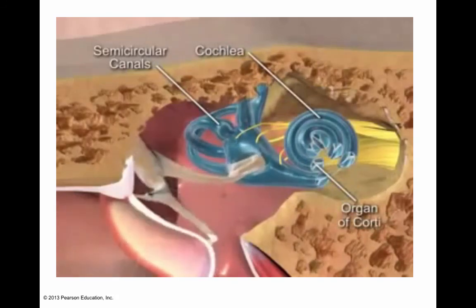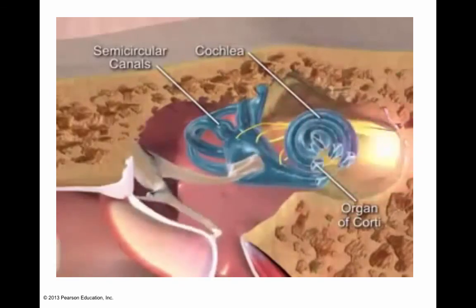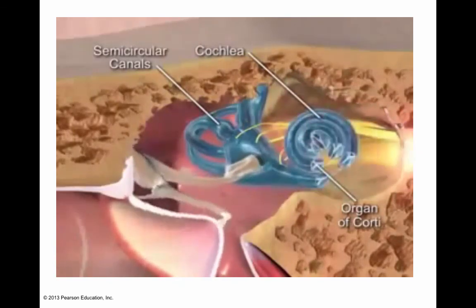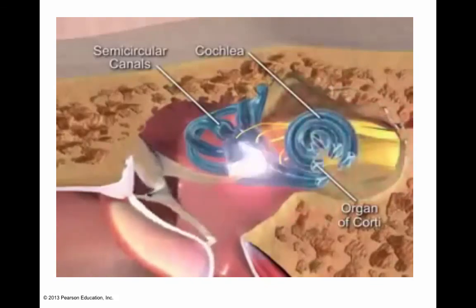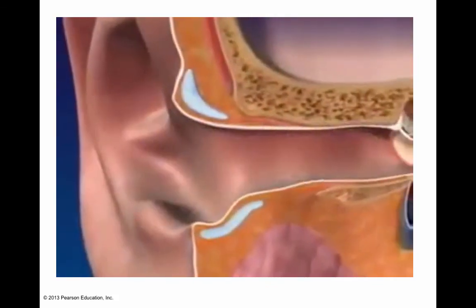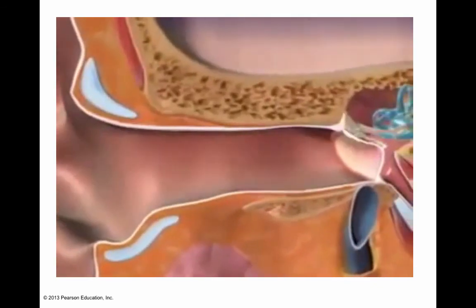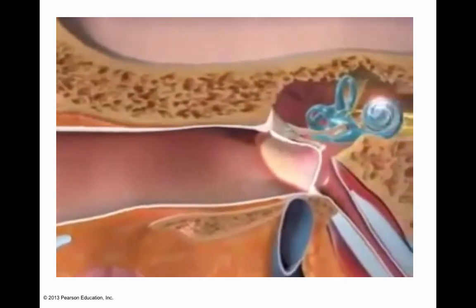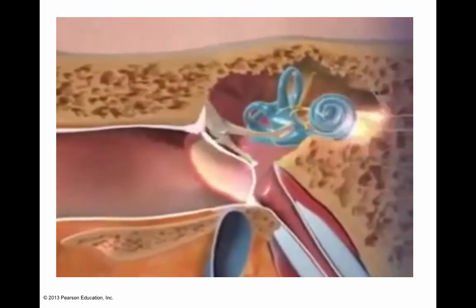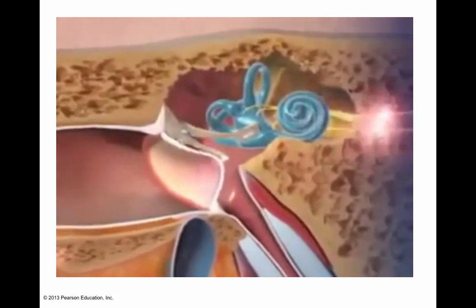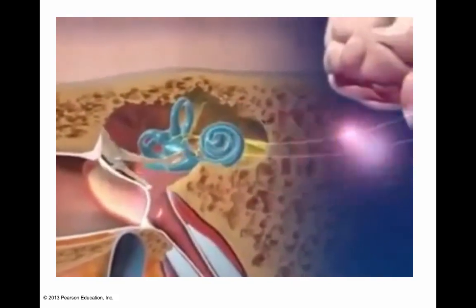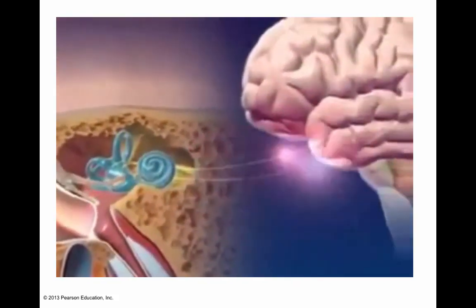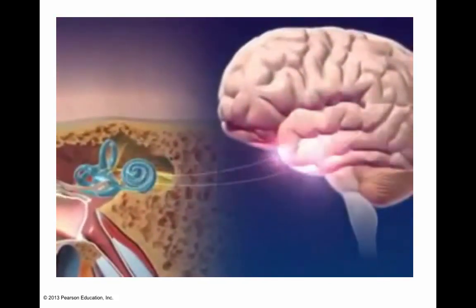The fluid aids in the transmission of the vibrations. The organ of Corti changes the vibrations into nerve impulses that are picked up by the auditory nerve. Sound waves are collected by the auricle, or outer ear, and sent to the auditory canal, tympanic membrane, ear bones, and then to the cochlea, where the vibrations are changed by the organ of Corti to nerve impulses and transmitted by the auditory or cochlear nerve to the temporal lobe of the brain for interpretation.